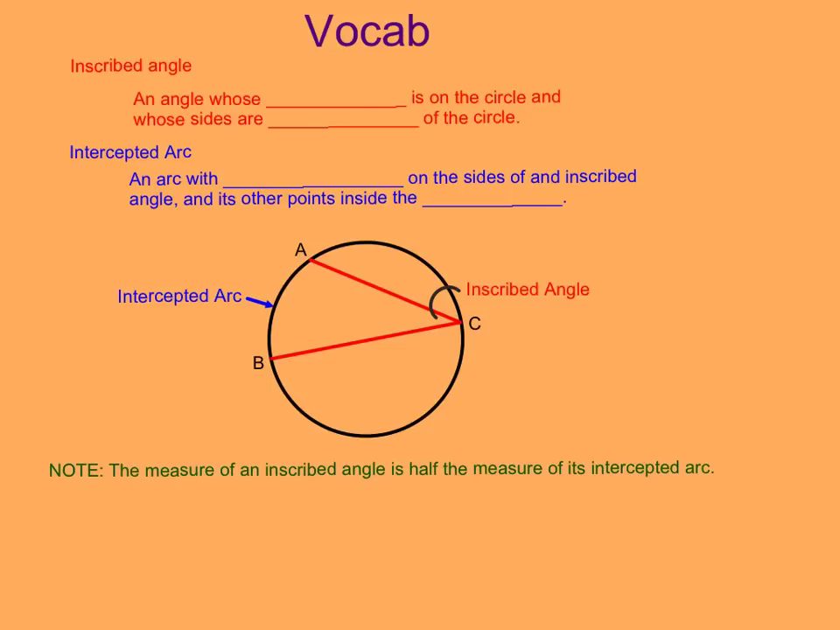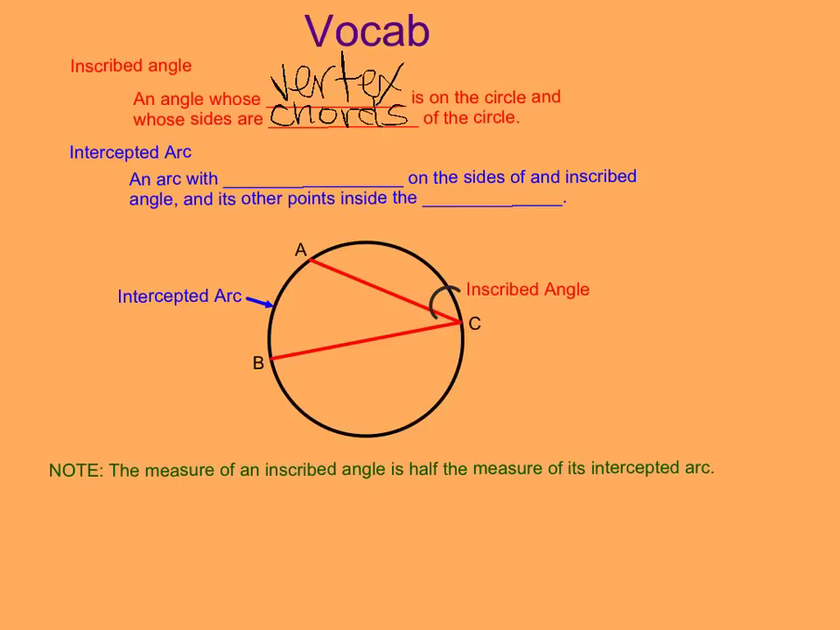Now, an inscribed angle is an angle whose vertex is on the circle and whose sides are chords of the circle. So below over here we see an inscribed angle. So here's an inscribed angle, angle C. Its sides are made up of chords and the vertex is on the circle.